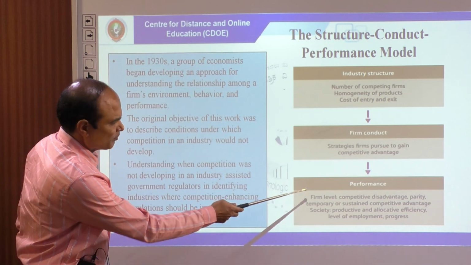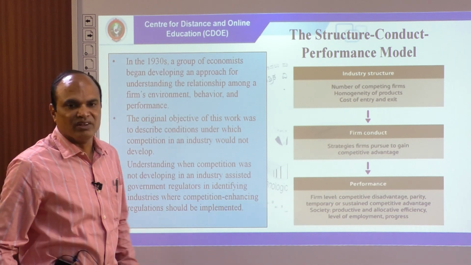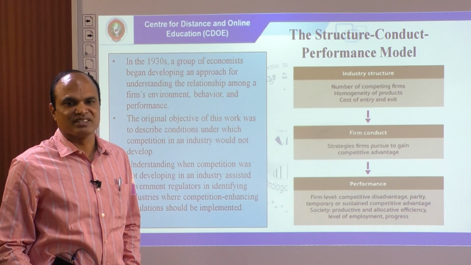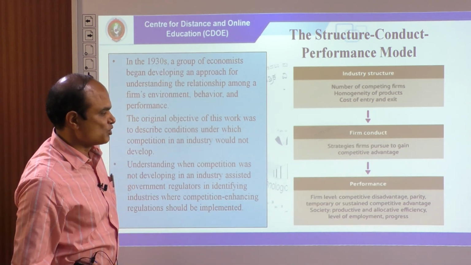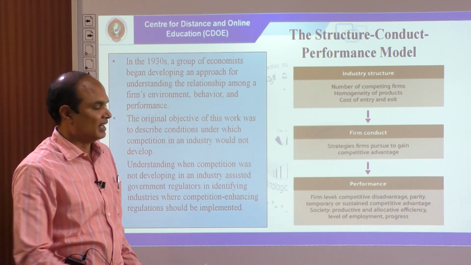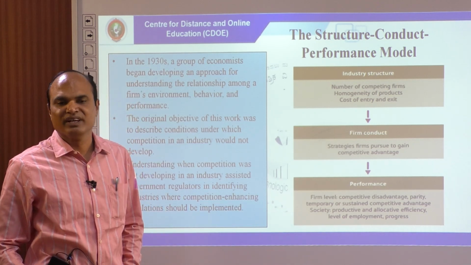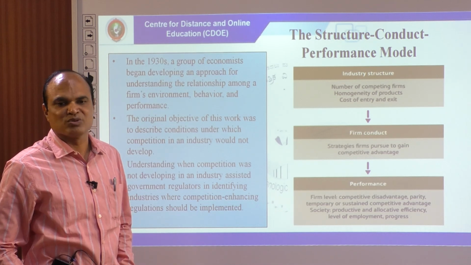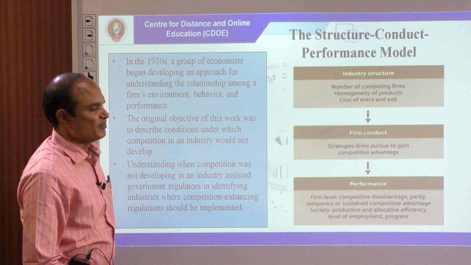So, coming back to the performance of a firm. At the firm level, it is the competitive disadvantage, competitive parity, and temporary or sustained competitive advantage. Then it is also related to society: productive and allocative efficiency, the level of employment, and the progress it is contributing to society in terms of GDP or in terms of upliftment of societal aspirations and ambitions. So, this is the SCP model.